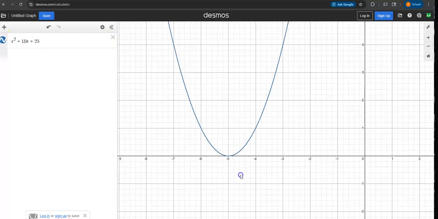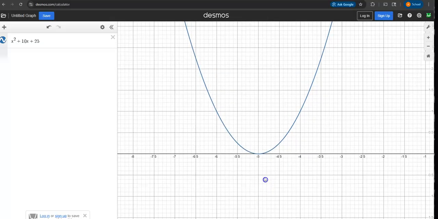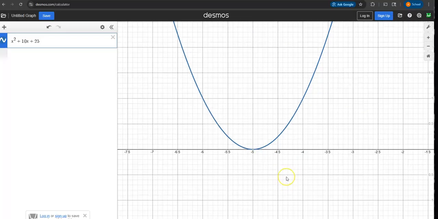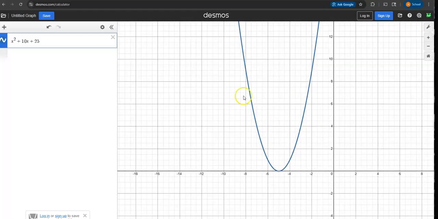All right, so as you see, I'm going to shift over this graph. You can zoom in if you want to. And notice that it does cross in one place right here, and it crosses at -5, which is also my vertex. So if you look at this graph, you can see that it only touches in one place, and it continues to go up indefinitely.